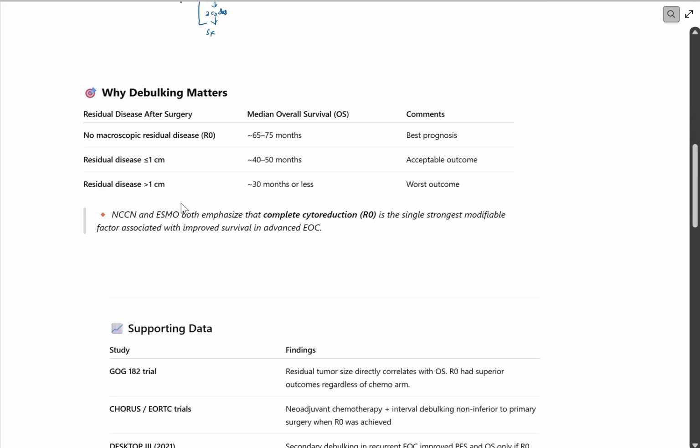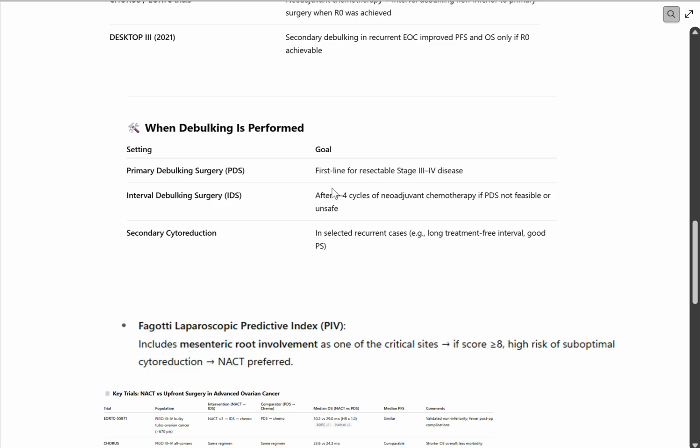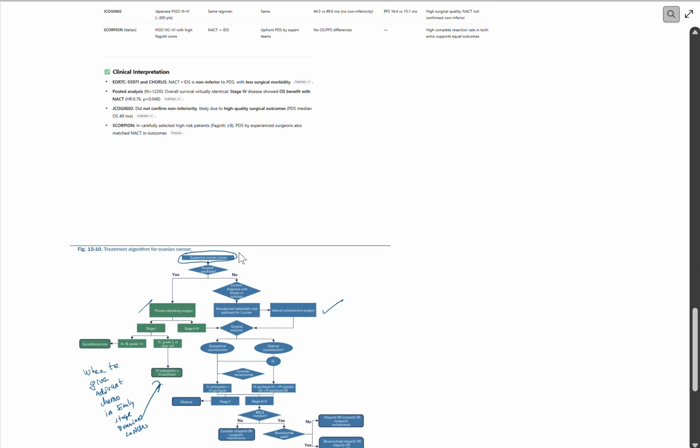As you can see, with the best outcomes, your median overall survival is highest with NED. And then you have lesser and lesser based on residual disease. Now, there is primary debulking surgery for resectable ovarian cancer, or interval debulking surgery after 3 to 4 cycles of neoadjuvant chemotherapy, and secondary cytoreduction surgery.